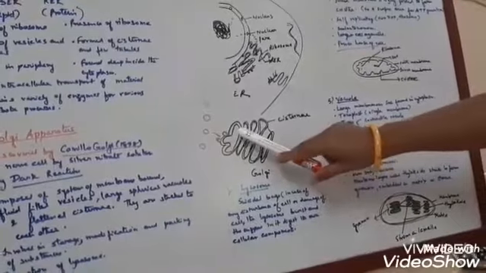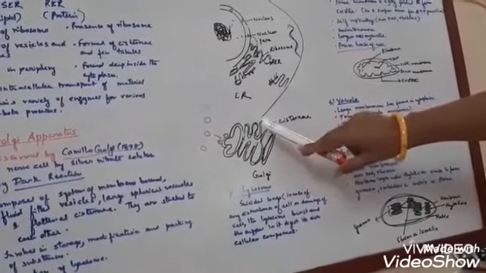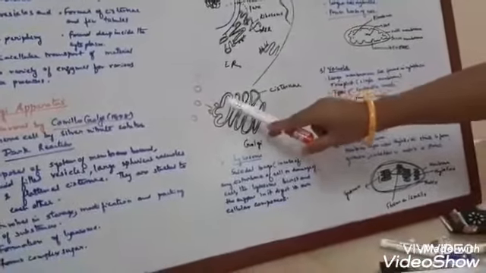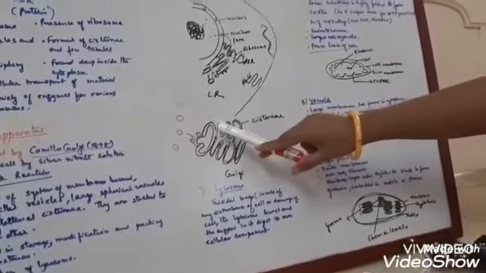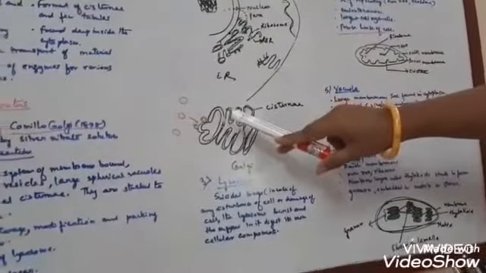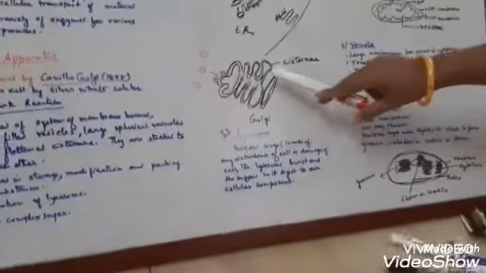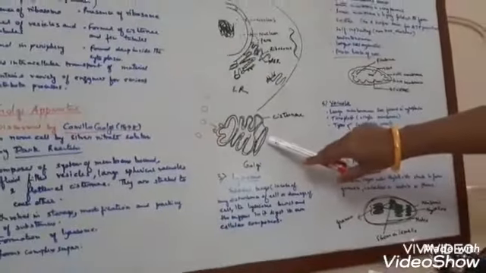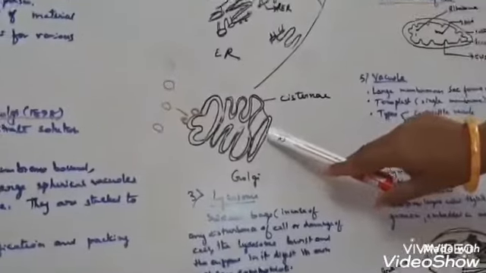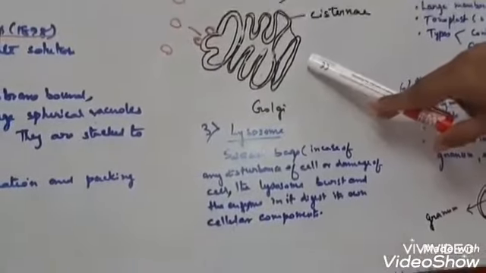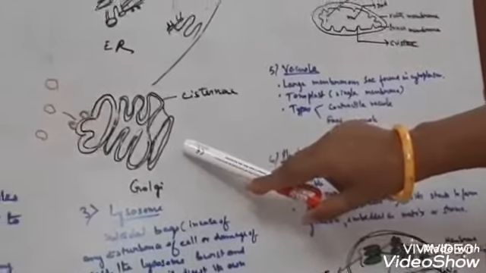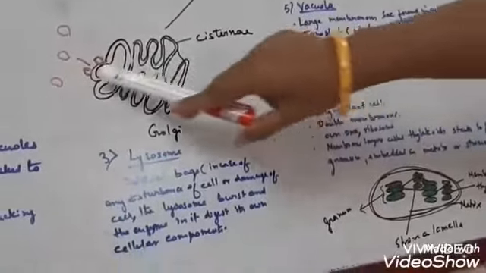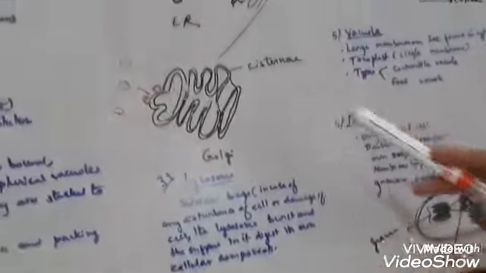It is convex in shape. Why is it convex in shape? Because it is located towards the cell membrane. And this cis phase is responsible for receiving secretory material. And the trans phase, or the maturing phase, is the concave phase, and it is located near the nucleus and is responsible for releasing the materials. So these are the two phases of the Golgi.